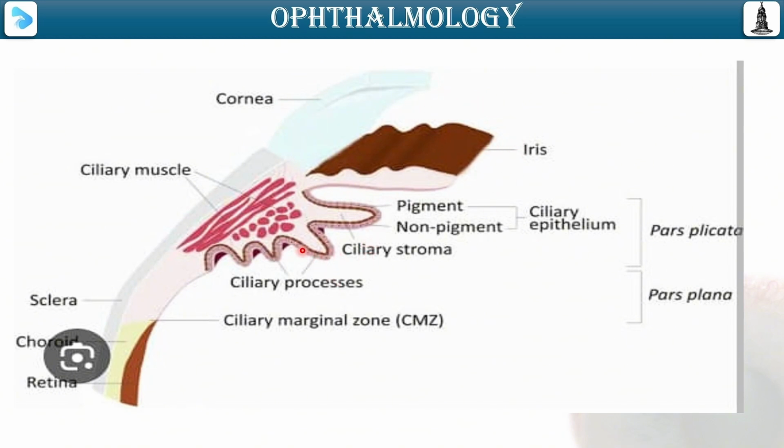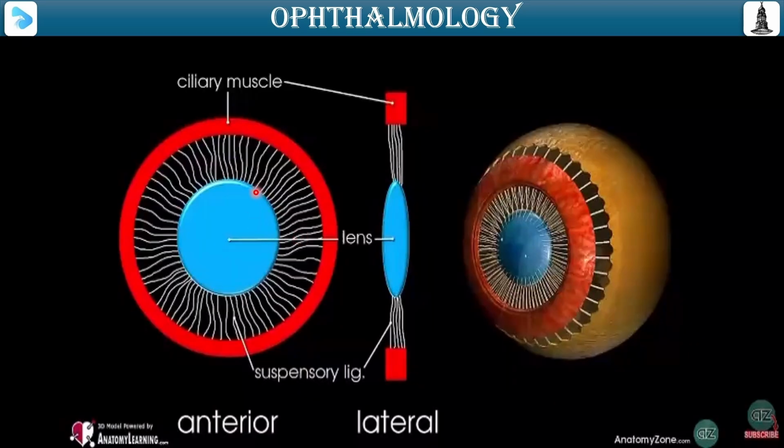The other thing that is important about the pars plicata, or the processes part, is that they give the suspensory ligament for the lens. As we saw in the video, there are zonules, or ligaments, coming out of the ciliary body that keep the lens fixed in its place, right? So these processes of the ciliary body give these zonules, as we see here.